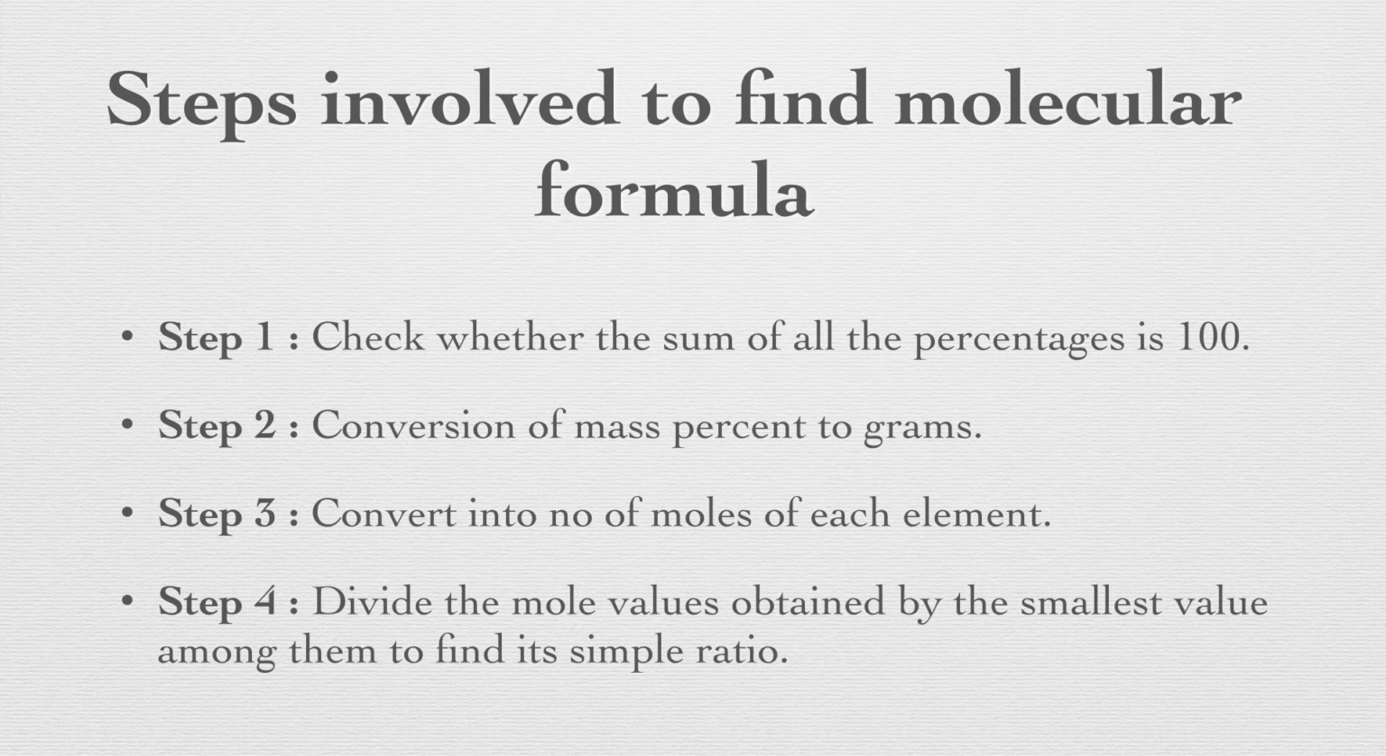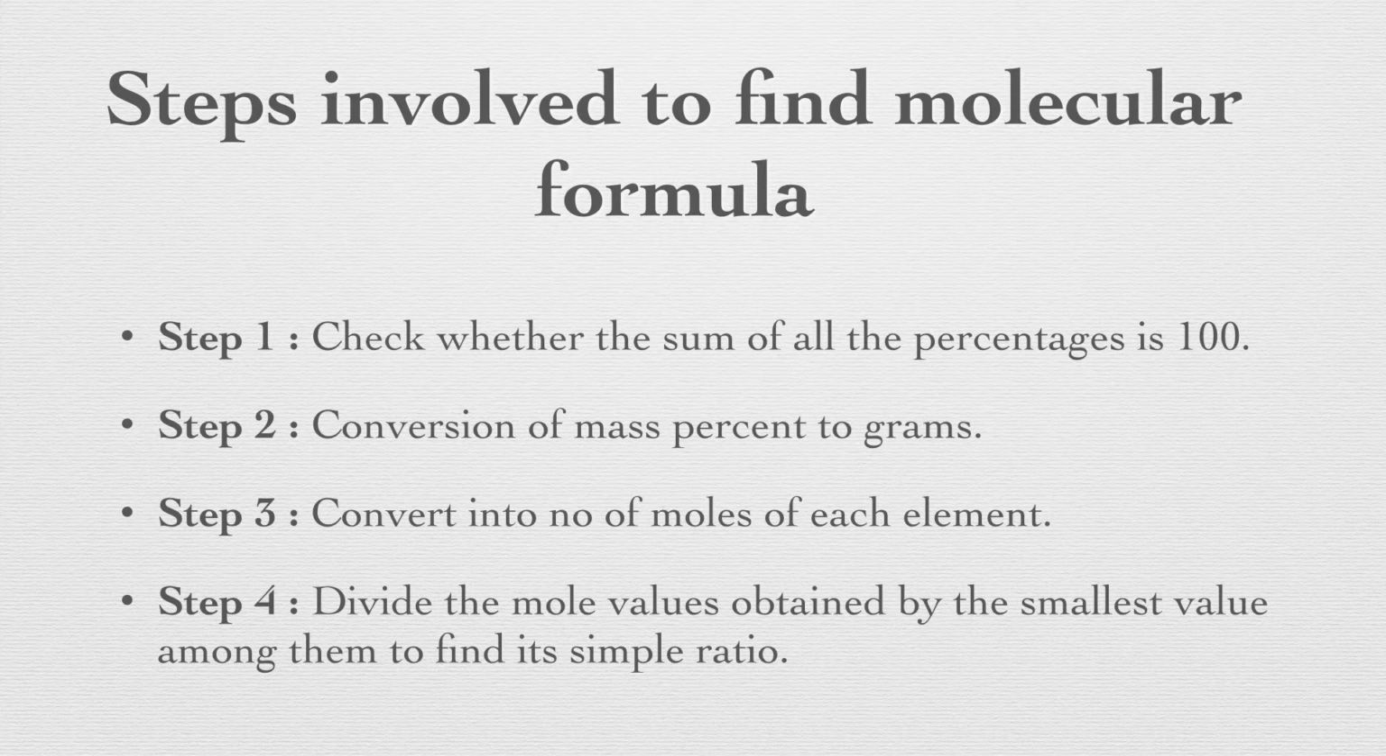Next is step 2. Once you have the percentages, you have to convert them into grams. We can just assume that we have taken 100 grams, so the percentage simply becomes the grams. Next, step 3. We have to convert it into the number of moles of each element. You know the formula to find the number of moles: number of moles is given mass upon the molar mass of each, right?